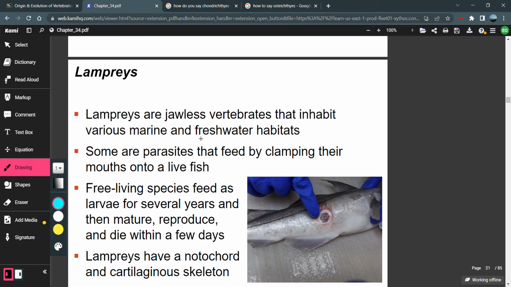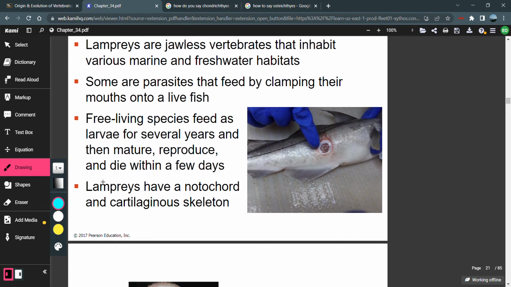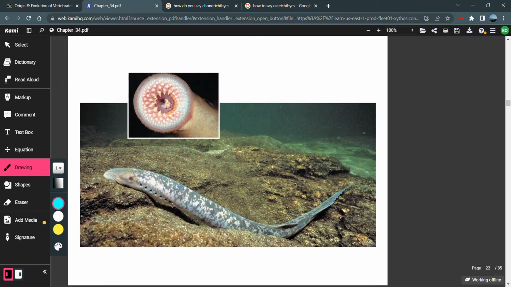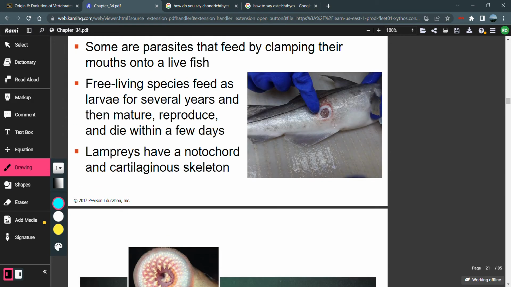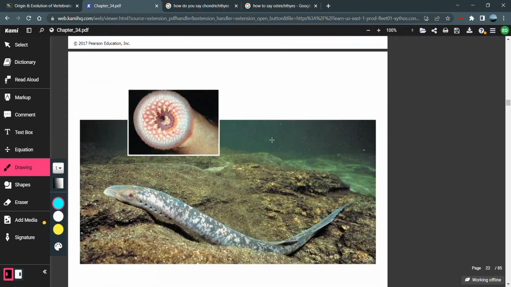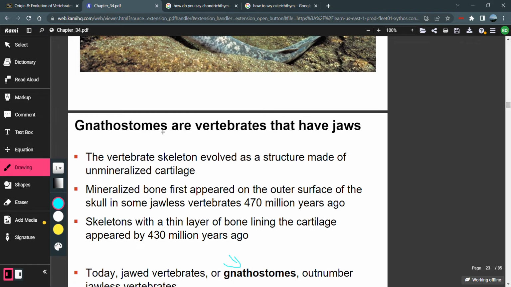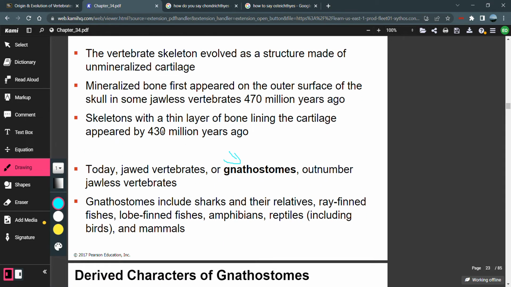Lampreys are parasitic, and sometimes they are free-living species as larvae, but as they mature, they will reproduce and die within days. They have a notochord and a cartilaginous skeleton. Here are our lampreys. If you see a little fish with a little hole, that means a lamprey was snacking on him. So gnathostomes are vertebrates that have jaws. The vertebrate skeleton evolved as a structure made from unmineralized skeletons. We are gnathostomes because we have jaws.